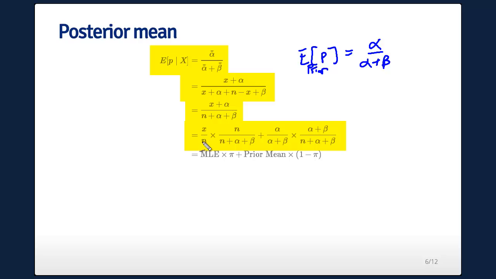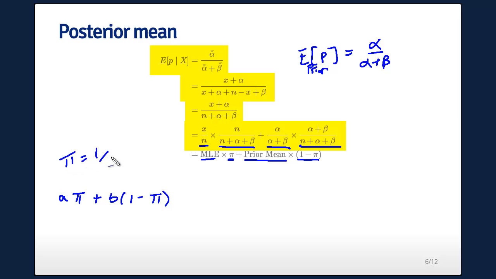And so look at the form of this. You can write it as x over n times this, plus alpha over alpha plus beta times this. That is the MLE, p hat, times some proportion, plus the prior mean times some proportion. These two proportions, pi and 1 minus pi, clearly add up to 1. Whenever you take a times pi plus b times 1 minus pi, that's an average of the two numbers a and b. If we take pi equal to a half, it's a standard arithmetic average. But if pi is different, it weights a more if pi is bigger than 0.5, and it weights b more if pi is less than 0.5. So this is a so-called convex combination.